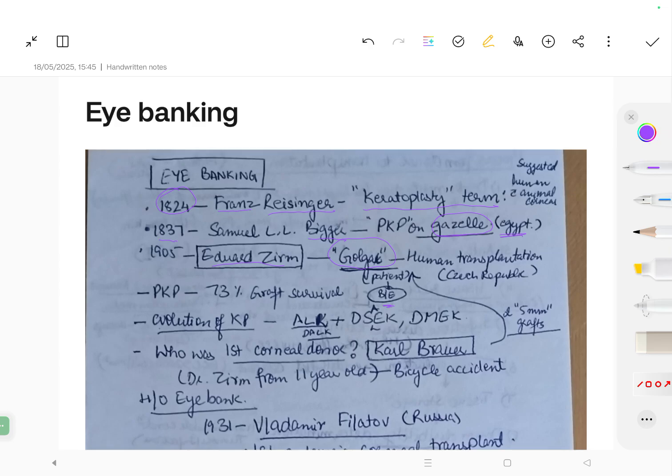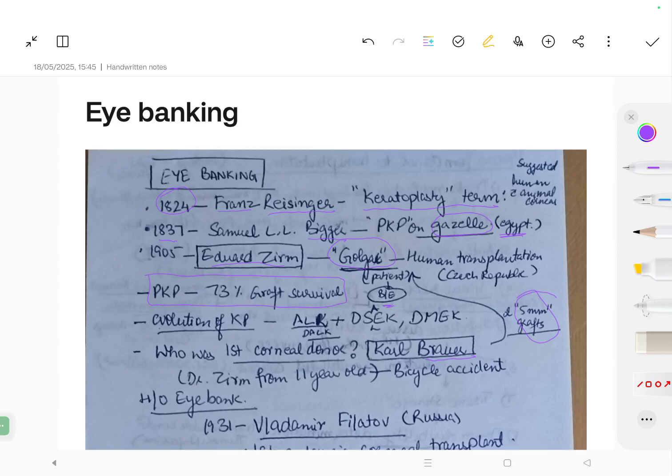And who was the first donor? The donor was Carl Brauer. Dr. Zirm took the graft from an 11-year-old who had a bicycle accident and transplanted two grafts on the eyes of Golgi. The PKP has a 73% graft survival rate.